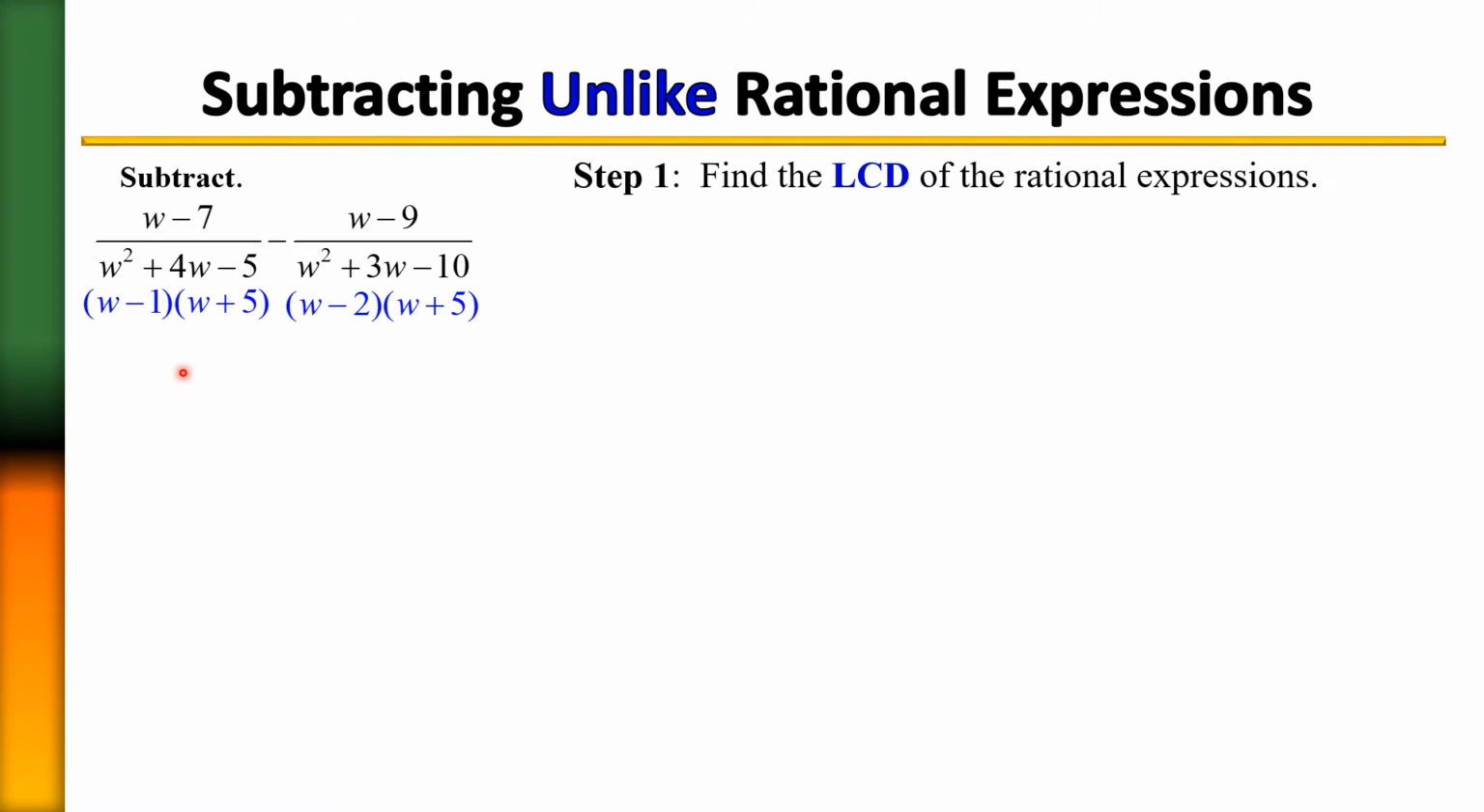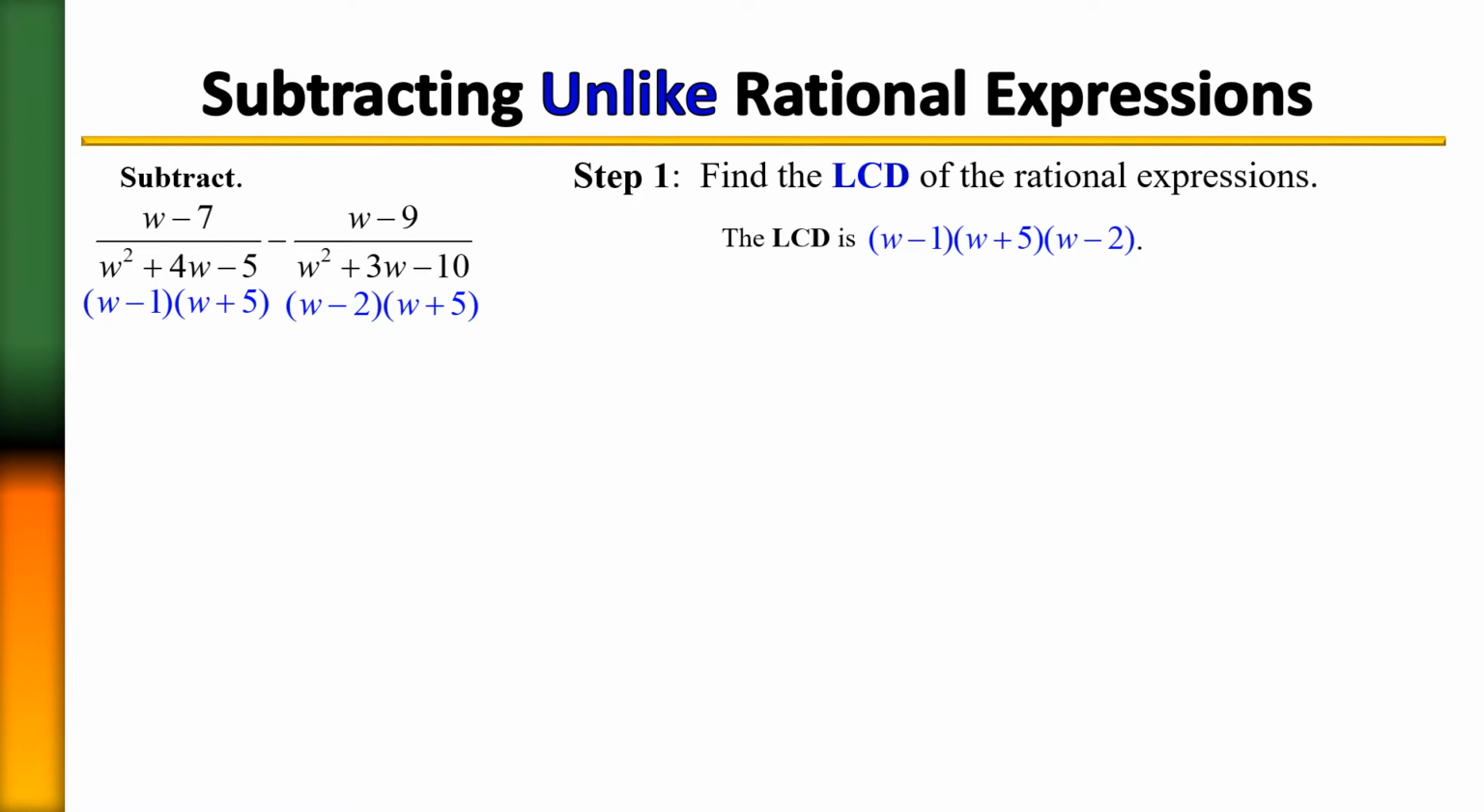Now, even though you see W plus 5 twice, they're not two people. It's just one person. You have to think of it in that manner. So therefore, your LCD is only 3 factors, 3 people there. So that's what your LCD must include, all 3 factors. It does not matter the order of which one is first, as long as your LCD includes all 3 factors.